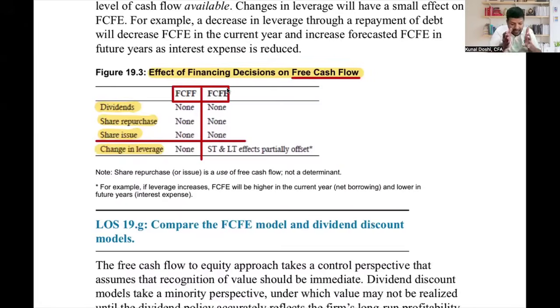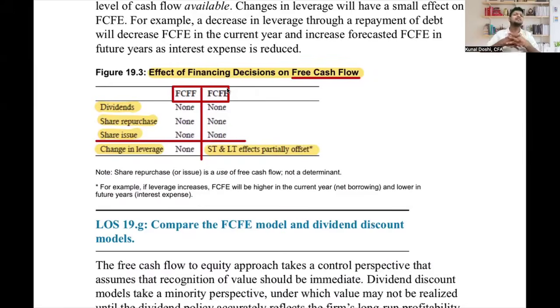But FCFE is the cash flow available to equity after the debt is repaid. Now, after the debt is repaid, it will have an effect on the FCFE. But will this effect be short term and long term? Let us understand. So, short term and long term effects partially offset, in the sense that whenever a debt is issued, right now there is a cash inflow because we add net borrowings, but later on, because of high interest, there will be a cash outflow. Similarly, if the debt is repaid, right now there is a cash outflow, but later on in the next years, the interest burden will be less. So it simultaneously offsets each other.